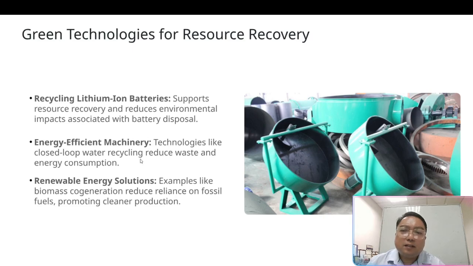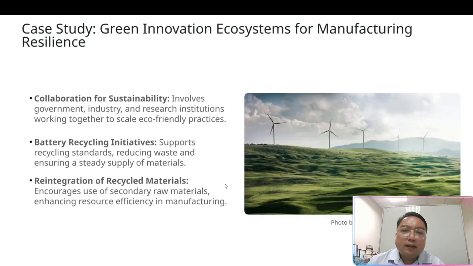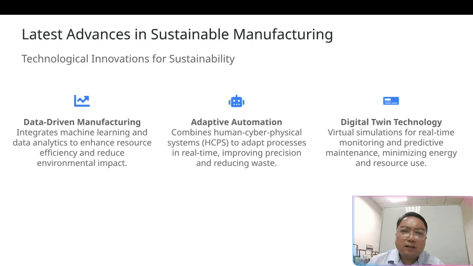Energy efficient machinery technologies like closed loop water recycling reduce waste and energy consumption, and for example biomass cogeneration reduces reliance on fossil fuels and promotes cleaner production. Okay, this is a case study. I just want to skip to the latest.